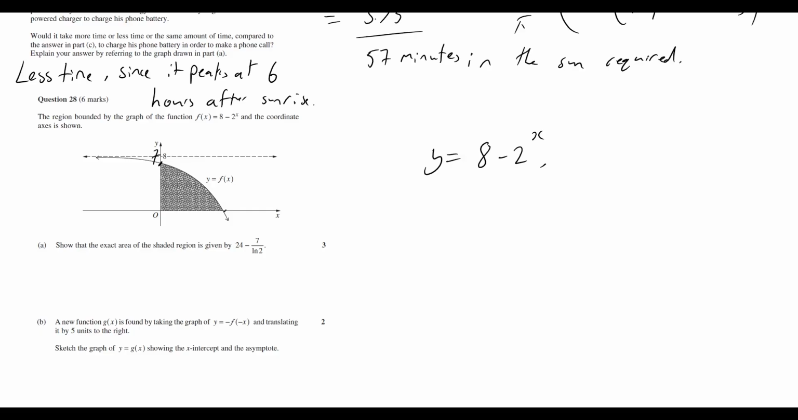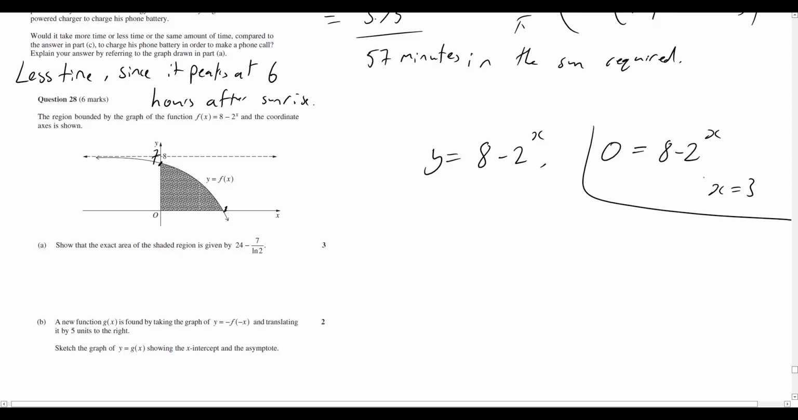And now what about this x-intercept? Okay, let's see about that. So that means that y must be equal to 0, so we'll say 0 equals 8 minus 2 to the x. Well, we see that that only makes sense when x equals 3. So that's going to be our x-intercept. So we know that therefore this point here is a 3. Okay, fantastic. So now all we need to do is simply integrate this function.